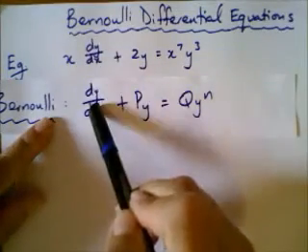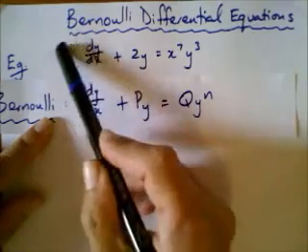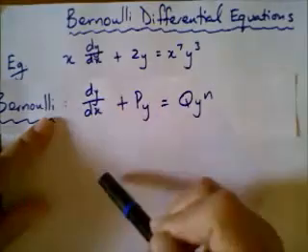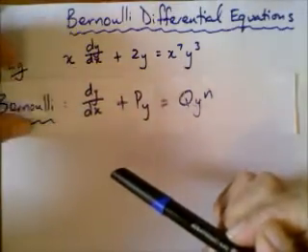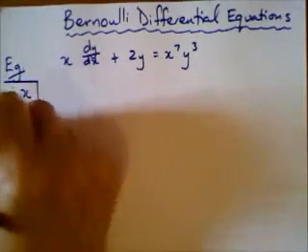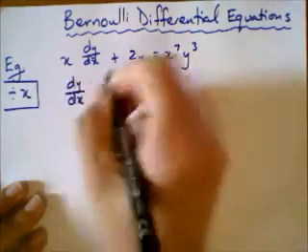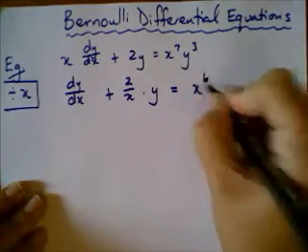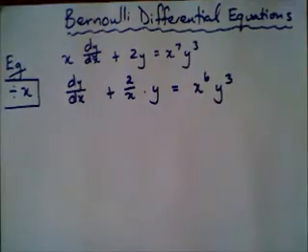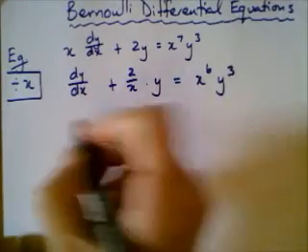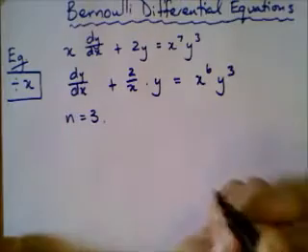But the difference between these general forms is that you have an x value in front of the derivative in your example, whereas in your standard form you only have a 1, which means that you need to get rid of that x value. And we do that by dividing through by x. So you'll have dy dx plus 2 over x times y equals x to the 6, y cubed. Okay? So then in this case, n is going to be 3.